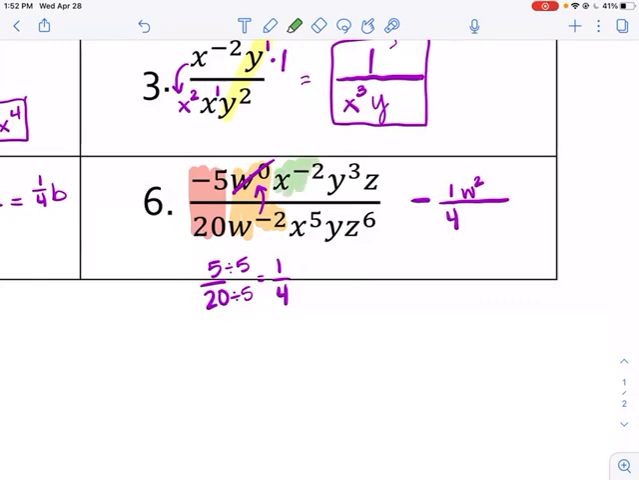Now next, I have x over x. And I'm just going to move that negative down to the bottom. It becomes a positive, and it will be x to the fifth, x to the second power. So I'm going to have 7 x's on the bottom, so I'm going to write that down.